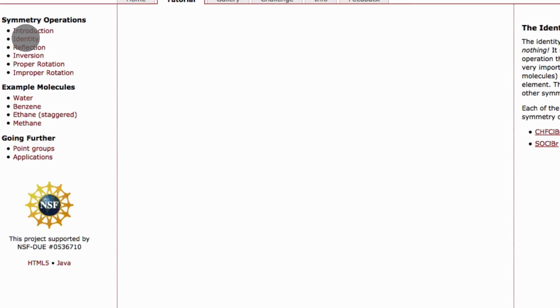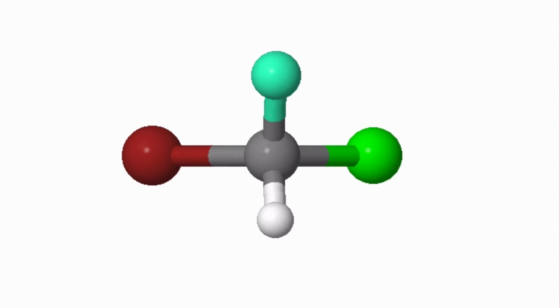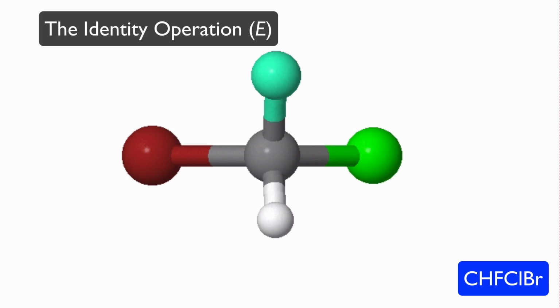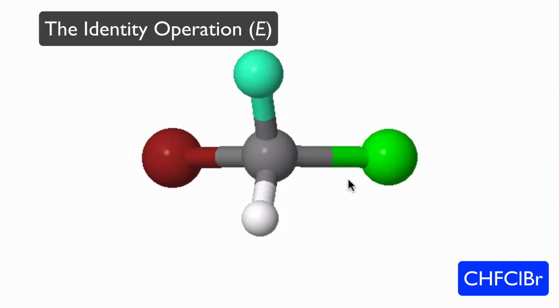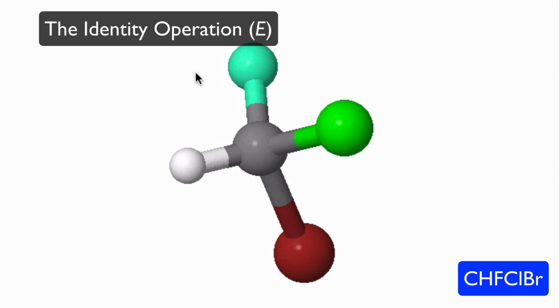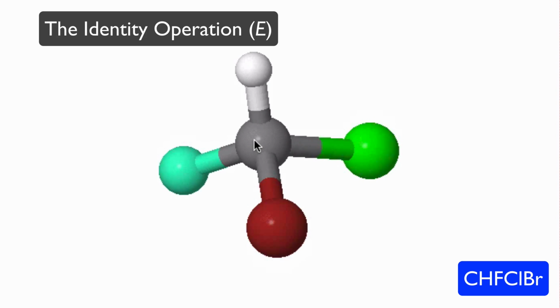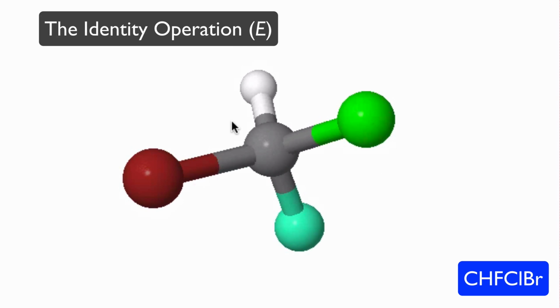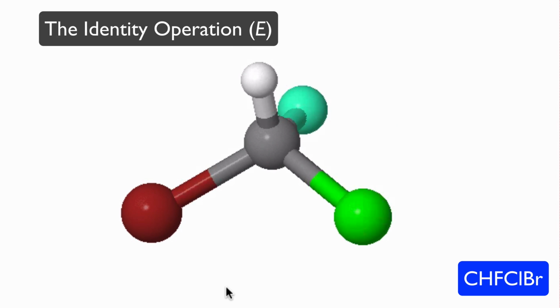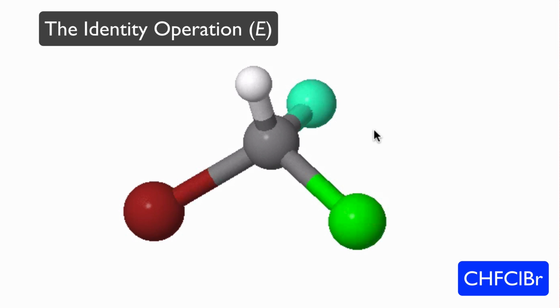So we'll click the identity operation, and this is the simplest of all. Okay, you don't actually do anything. It might seem a bit silly, but some molecules, like this one here, don't have any other symmetry elements. There's no reflection plane, there's no rotation axis. They're very low symmetry objects. And if we didn't have the identity operation, well, then we wouldn't be able to place them in a category apart from to distinguish them from other molecules.